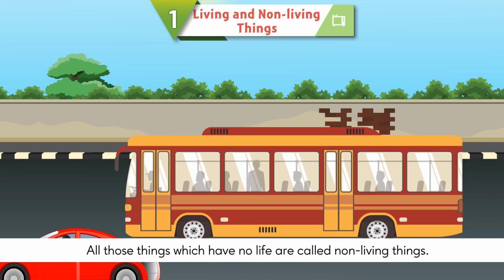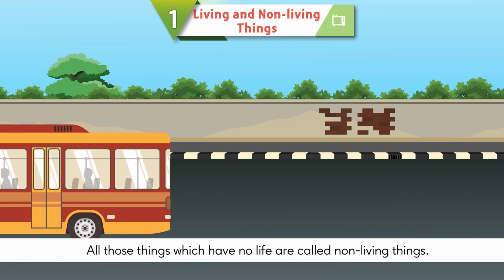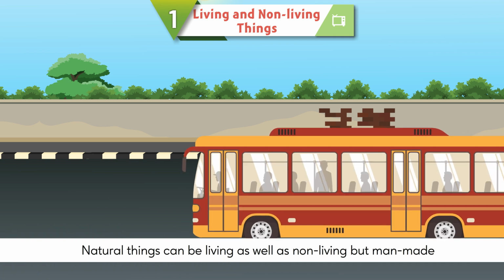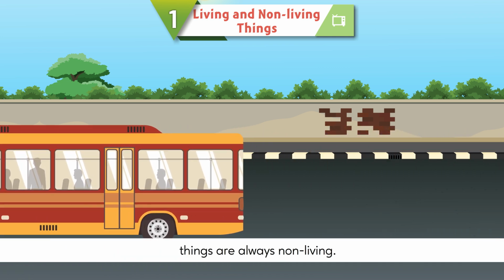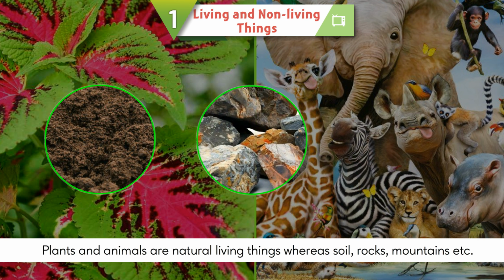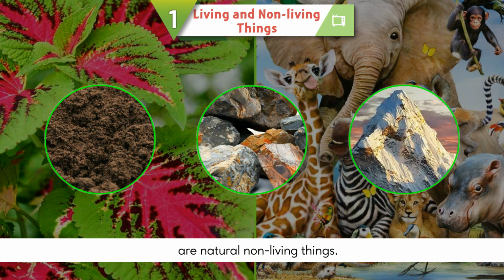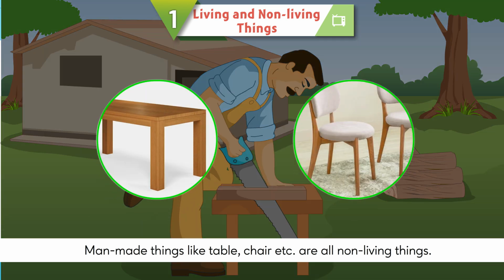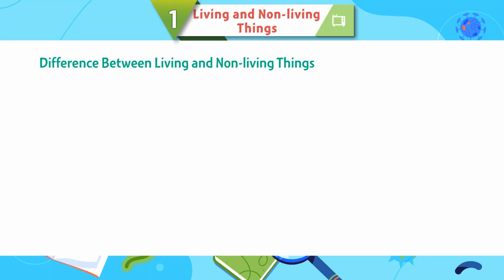Non-living things. All those things which have no life are called non-living things. Natural things can be living as well as non-living, but man-made things are always non-living. Plants and animals are natural living things, whereas soil, rock, mountains, etc. are natural non-living things. Man-made things like table, chair, etc. are all non-living things. Non-living things do not show any features of the living things.